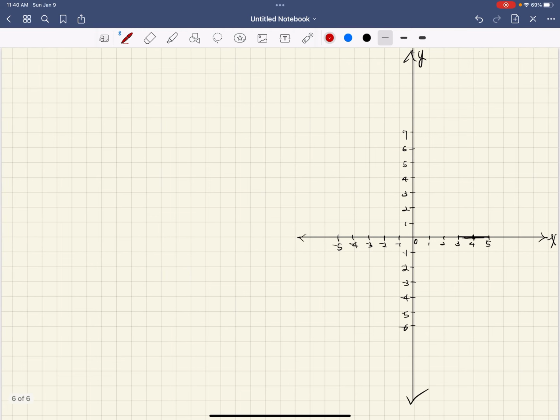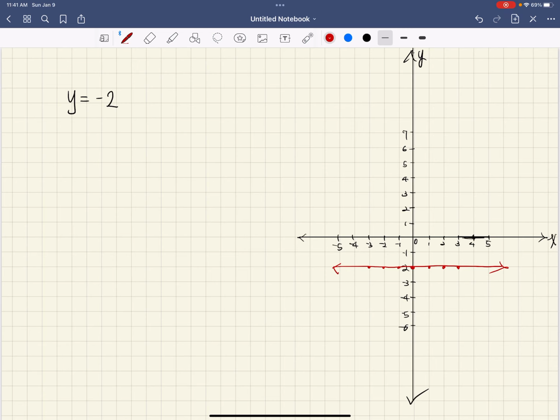Now, what if you have y is equal to -2? This means y is always -2. So (0, -2), (1, -2), (2, -2), (3, -2), (-1, -2), (-2, -2), (-3, -2), and connect the points. This is also linear.